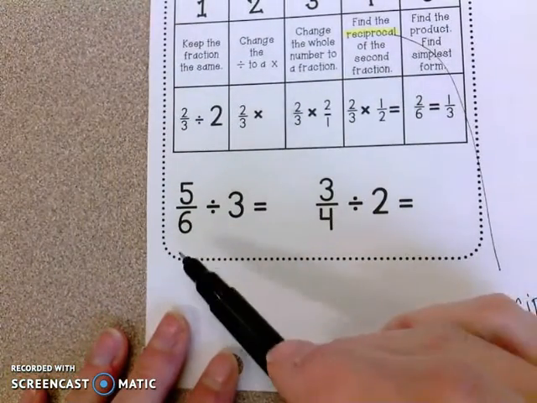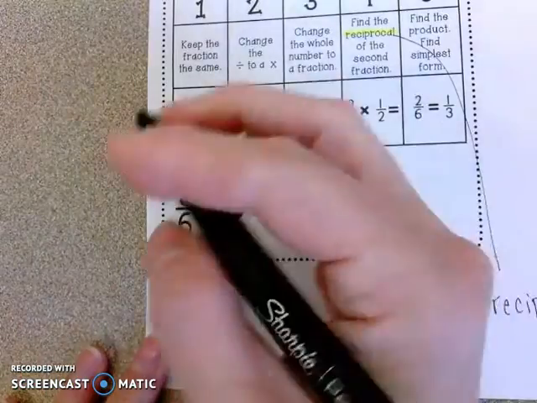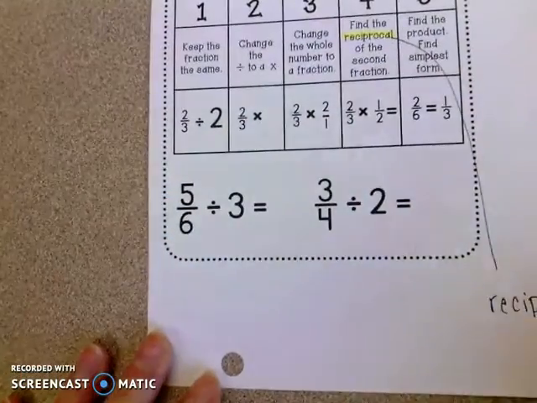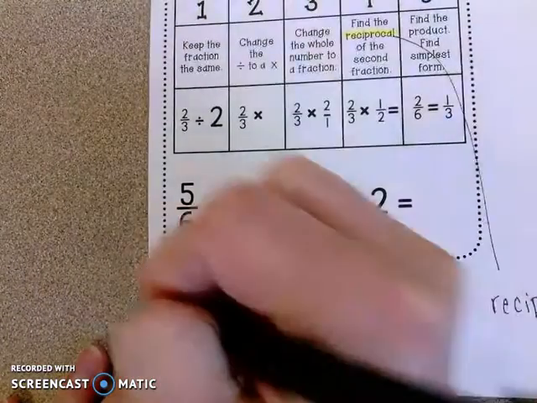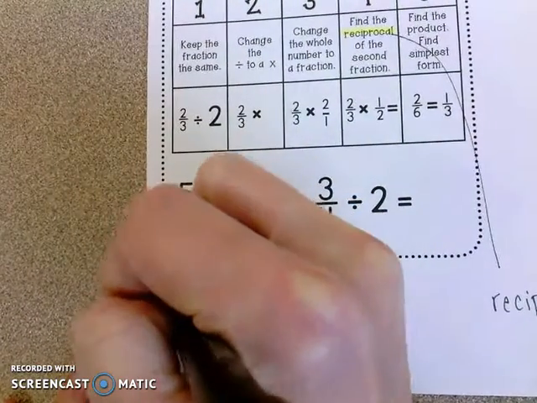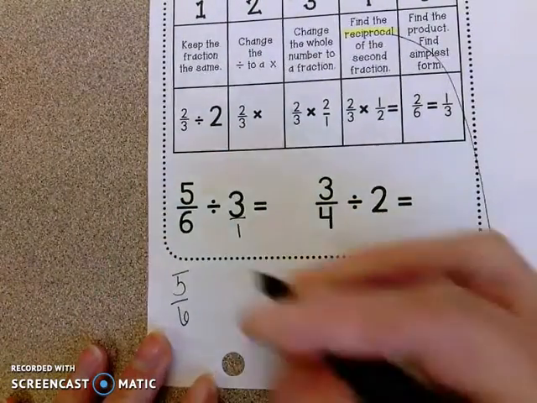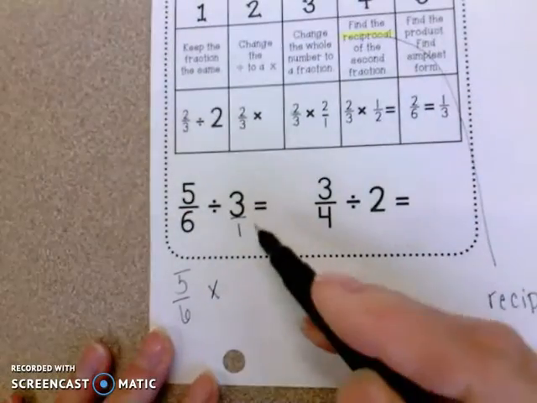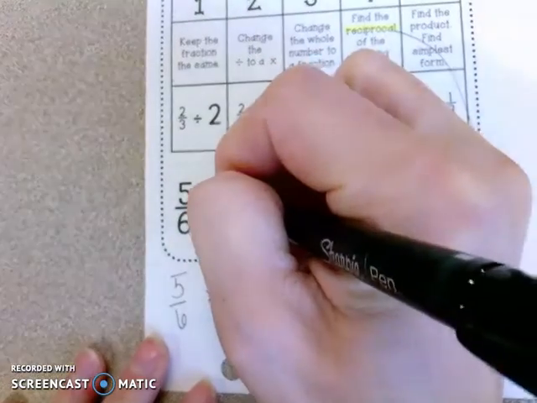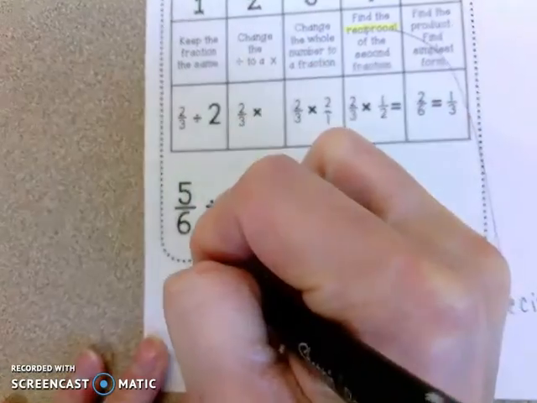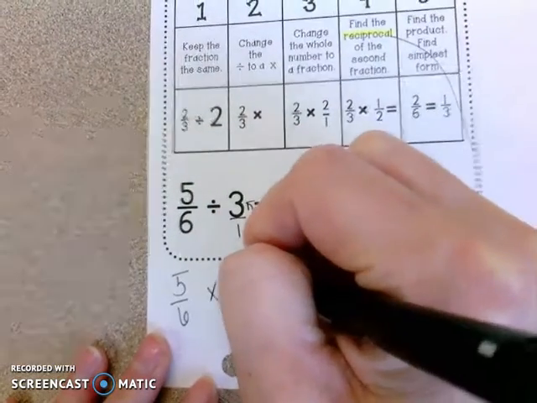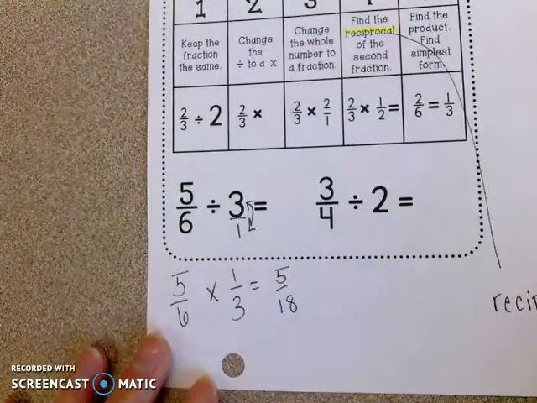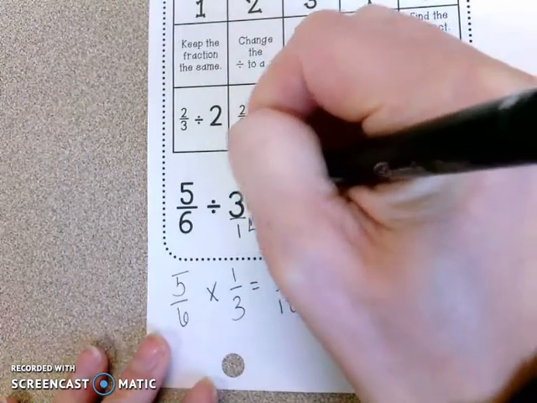So 5/6 divided by 3. That 3 becomes 3/1. And so I have 5/6. I'm going to change this to multiplication. And then instead of 3/1, I'm going to write this as 1/3. So now I have 5/18, which is already in simplest form.